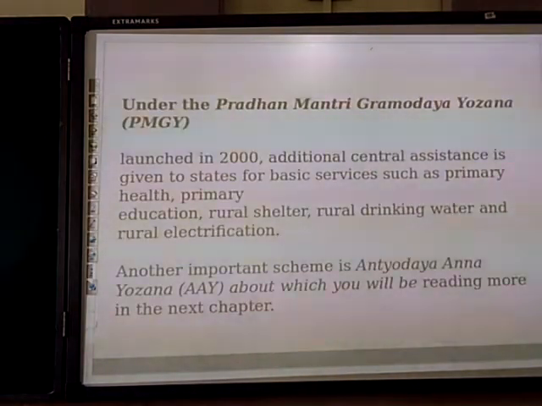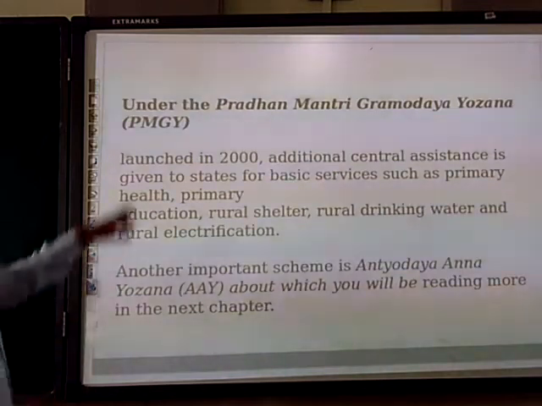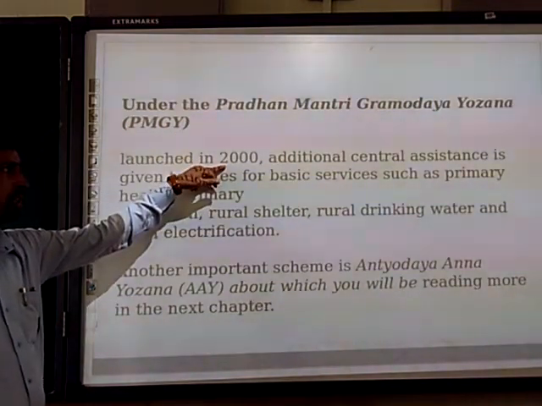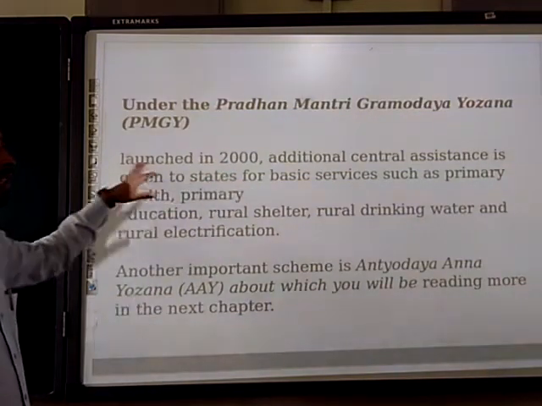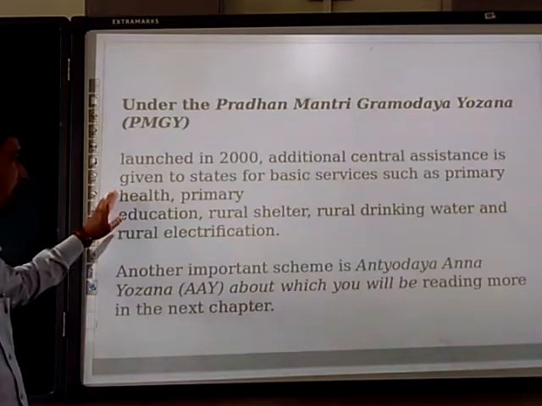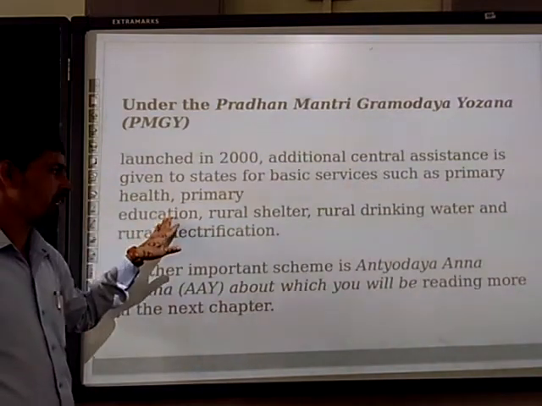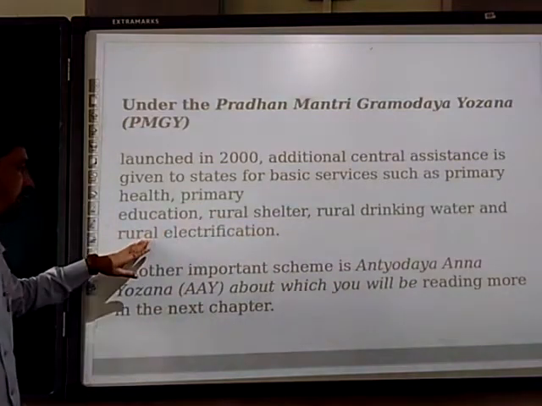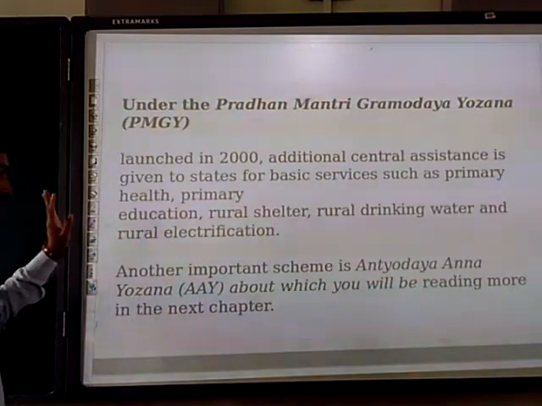Next, under the Pradhan Mantri Gramodaya Yojana, that is PMGY, launched in 2000, additional central assistance is given to the states for basic services such as primary health, primary education, rural shelter, rural drinking water, and rural electrification.